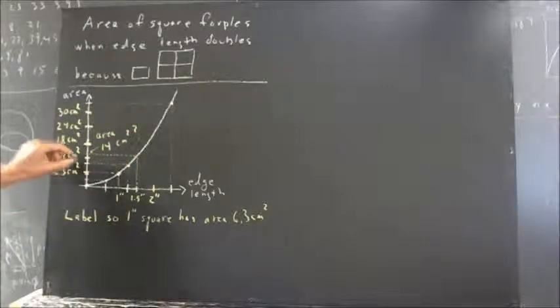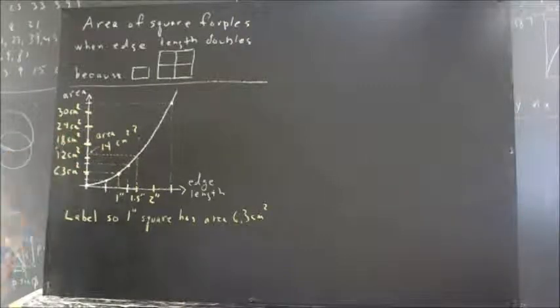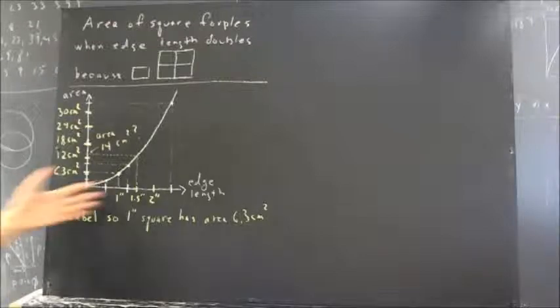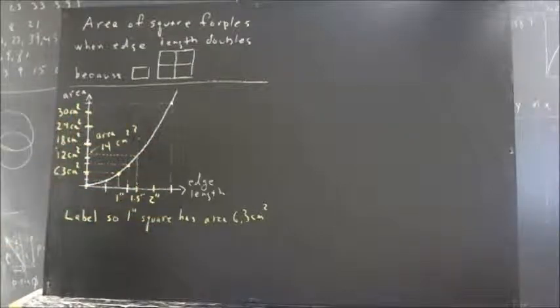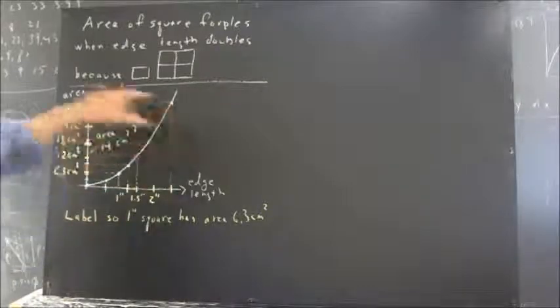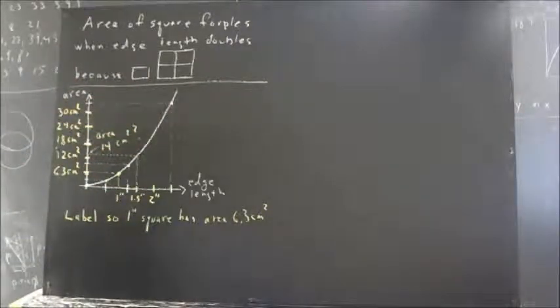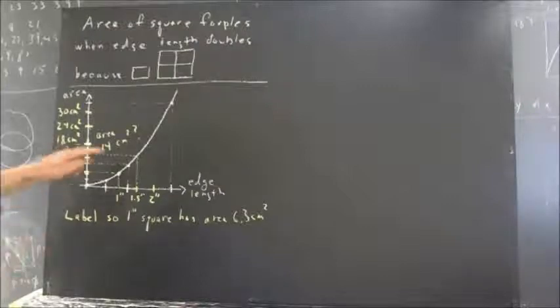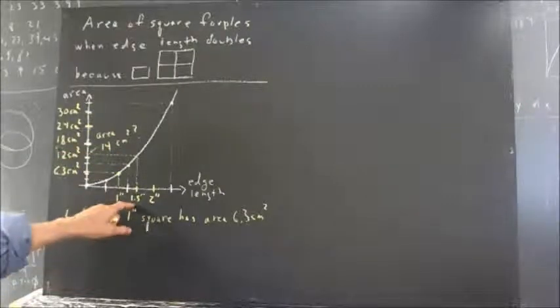It's not 15. 15 would be halfway between. I think 14 is the closest estimate the way I've sketched this graph. But remember, this is a hand-sketched graph. So if I'm really close with 14, it's just dumb luck. I didn't draw the graph all that accurately. But if you calculate it, I think you do come out pretty close to 14 square centimeters for 1.5 inch square.